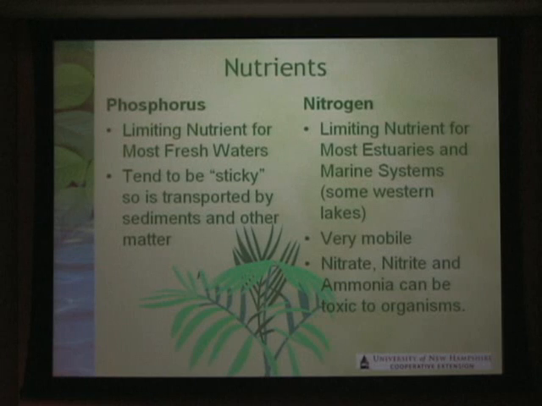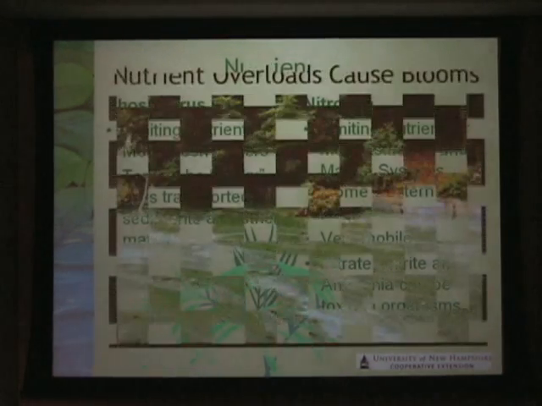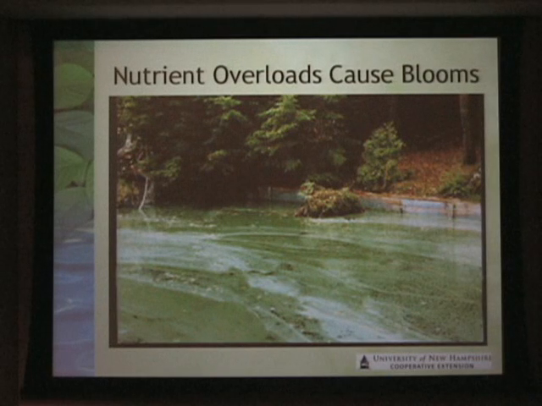It, on the other hand, tends to be extremely mobile, which is one of the problems that we have in terms of keeping it where we want it, and nitrate and ammonia can be toxic to organisms. And as we all know, it's the increase of these nutrient loadings to the aquatic systems that are causing, in some cases lately, some spectacular blooms of different types.